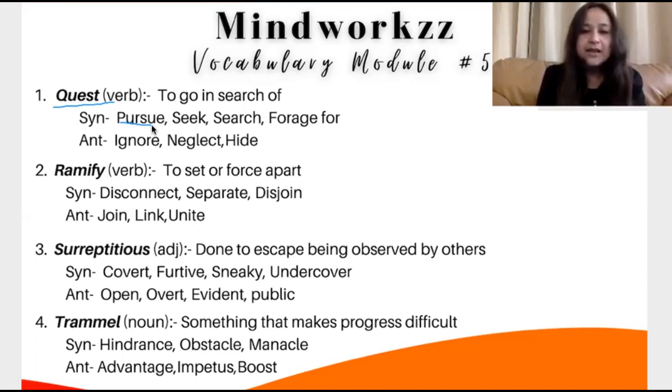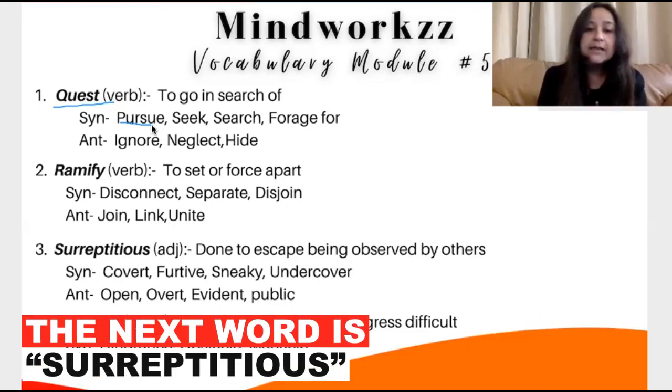So, this word actually has two meanings. So there will be ramifications in the noun form, means there will be some results of it, some consequences of it. So your actions are not without ramifications, means not without consequences. That is the noun form. And this to separate, to force apart, that is the verb form of it. To ramify something or somebody means to separate it from something, and opposite will be to unite, to link, to join. The next word is surreptitious.